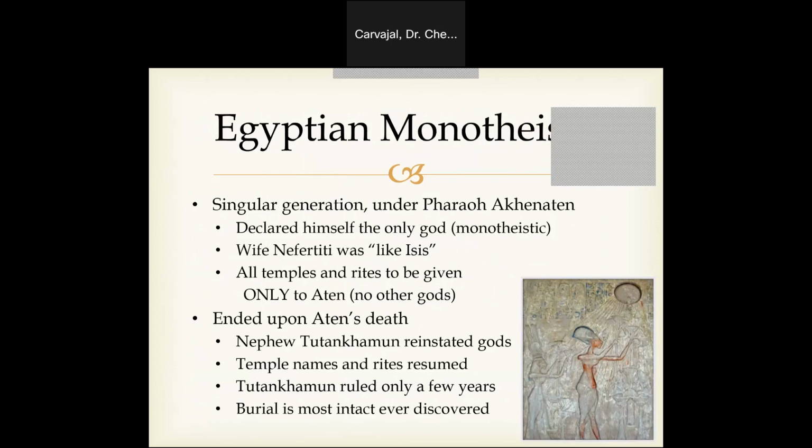So remember, pharaohs were gods incarnate, gods in the flesh. So he decided he was the only God. The other gods did not exist. And he ordered that the entire kingdom only worship him, with the caveat that his wife Nefertiti was kind of like Isis. She's sort of like God.